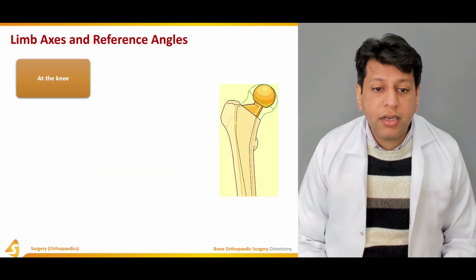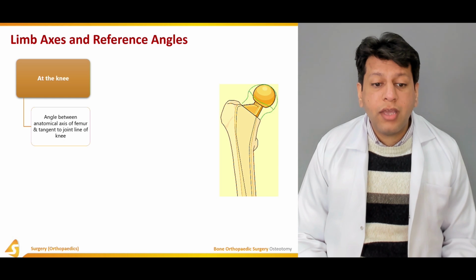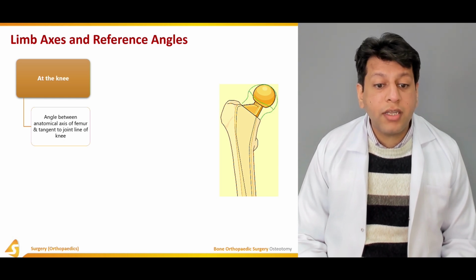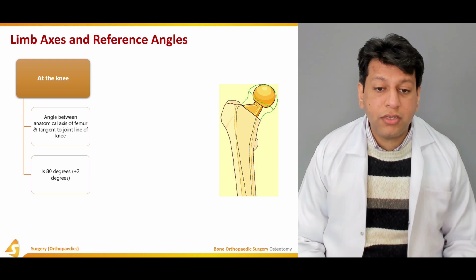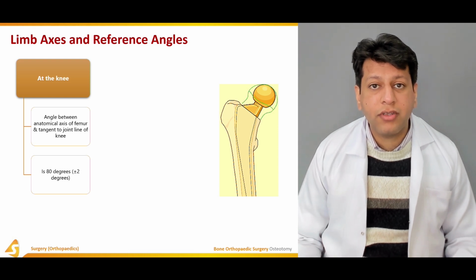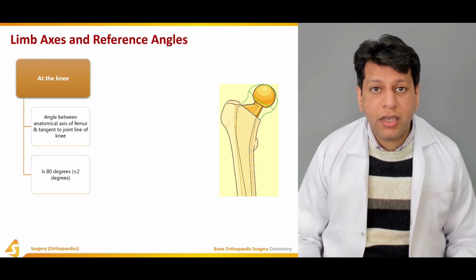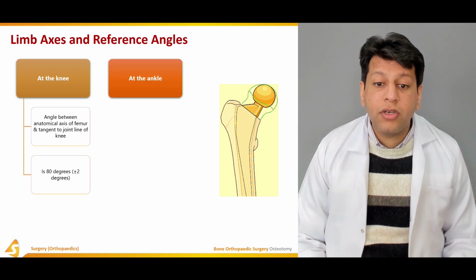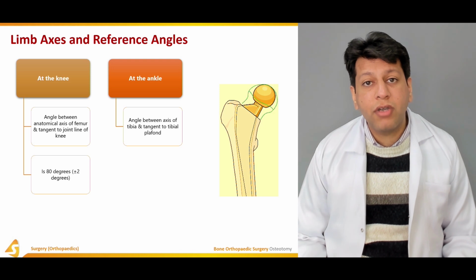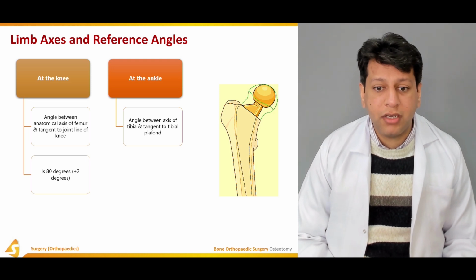Now coming to the other axis, usually as I told you, it's the angle between the anatomical axis of the femur and the tangent line to the joint line of the knee. It's actually 80 degrees plus minus 2 degrees. That is calculating the reference angle between the anatomical axis of the femur and the mechanical axis of the tibia. Now at the ankle, you have to calculate with respect to the tibia.